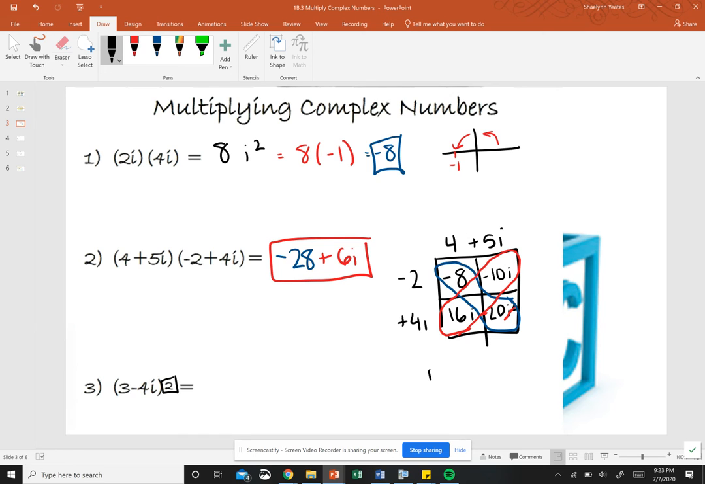All right, we're going to do that same thing again, but this time it's squared. That means there's two of them. It does not mean distribute the squared. It means that there are two of them. So we've got a 3 minus 4i times a 3 minus 4i.